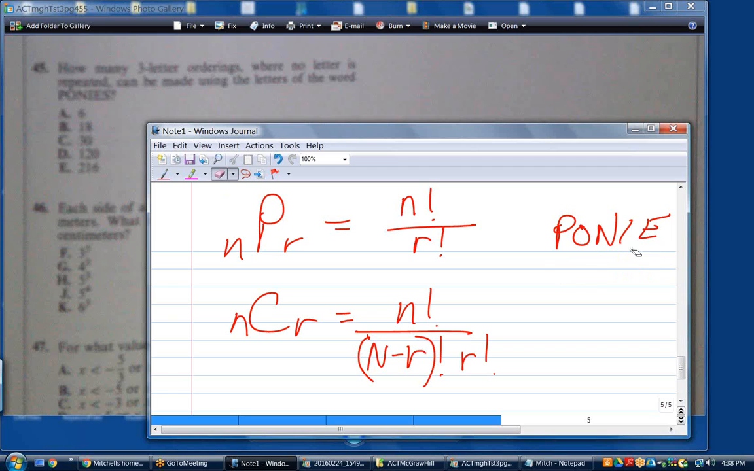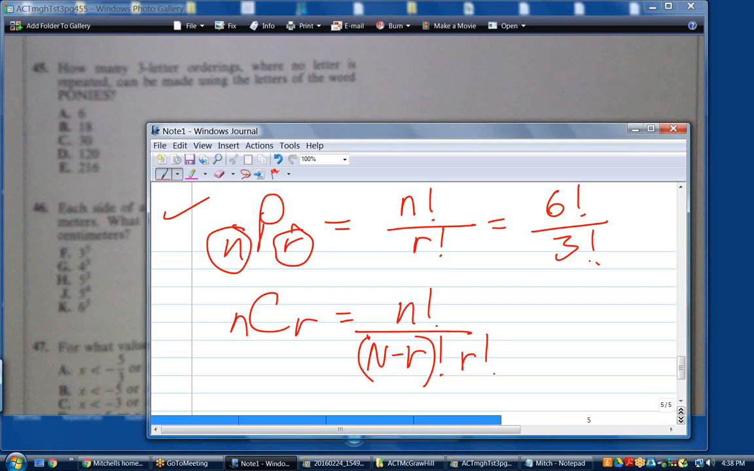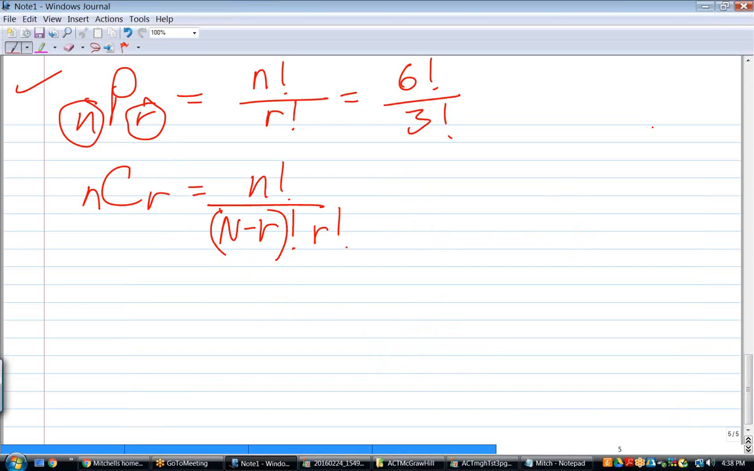Okay. So when order matters, I use this one. When order doesn't matter, I use this one. Well, order matters here. PON is different than NOP. So I'm going to use the permutation formula. And it's as straightforward as it looks. There's 6 letters, so I have 6 that I'm choosing or picking 3 from. So 6 factorial divided by 3 factorial. Now, let's talk about how to solve that.